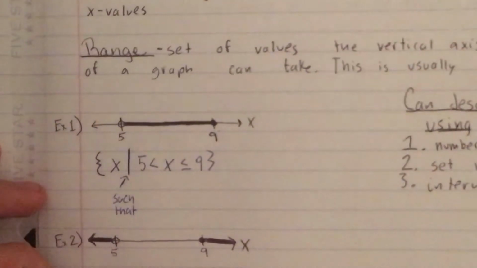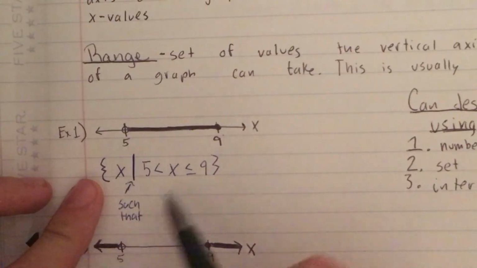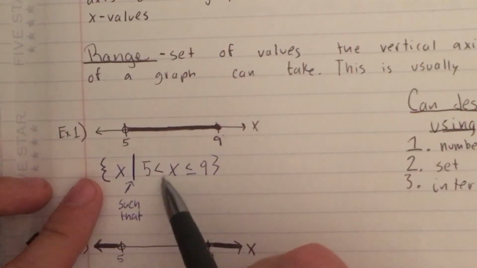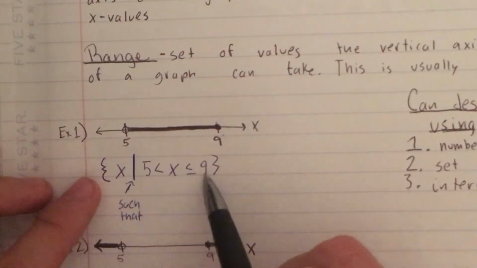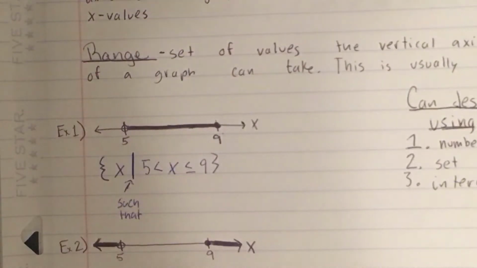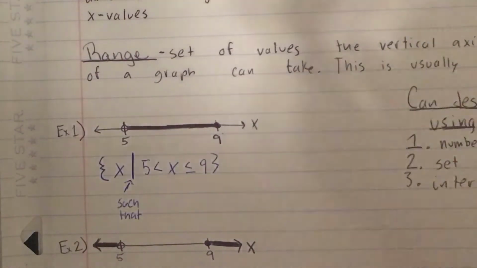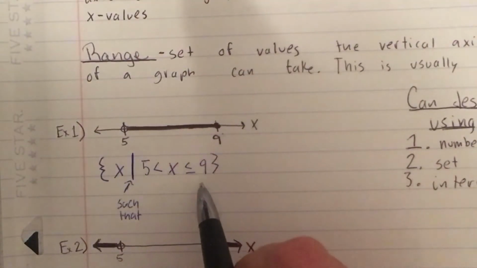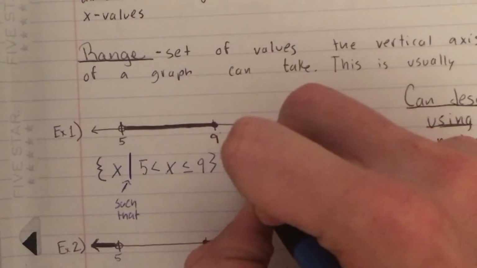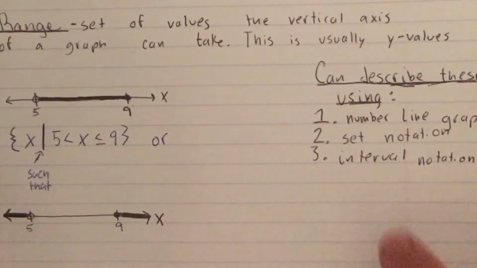Basically what that says right there is that x is a number such that x is between 5 and 9, where 5 is not included, it doesn't have the equal to under it, or 9 is there. 9 has it because it is included. So the other way to write this right here, this is set notation, this is set builder notation. The other way that we could demonstrate this domain right here is using interval notation.